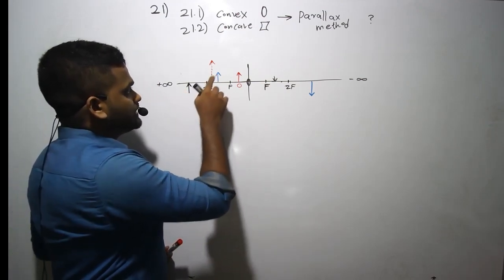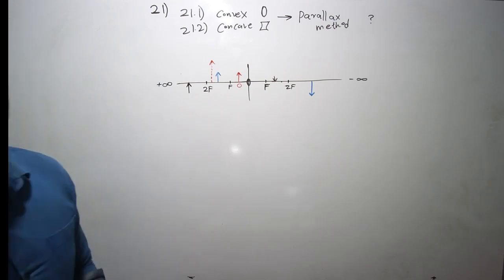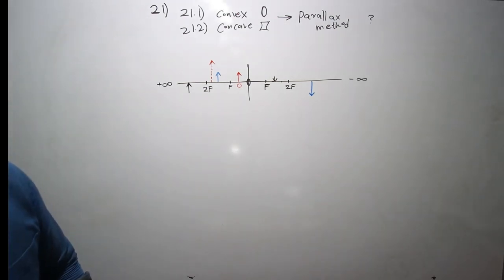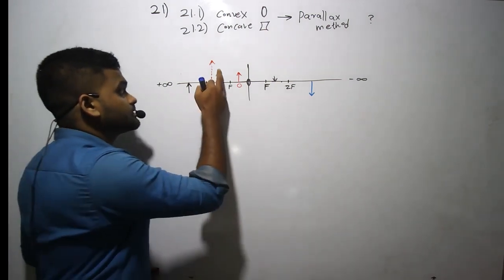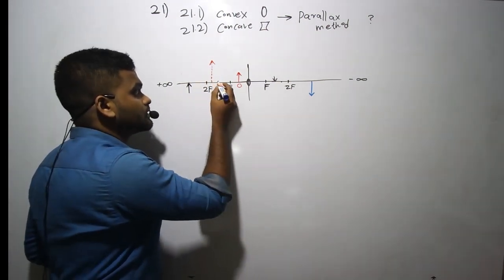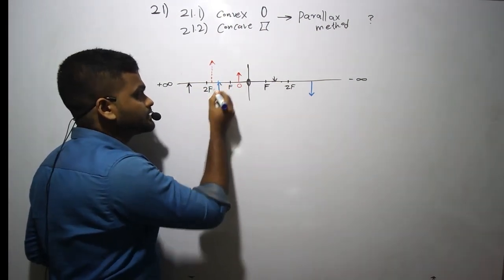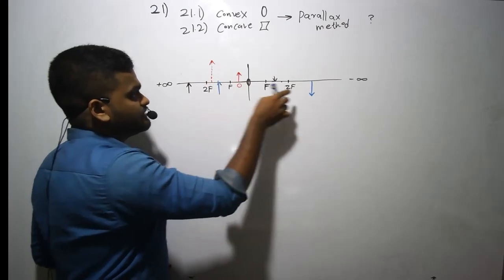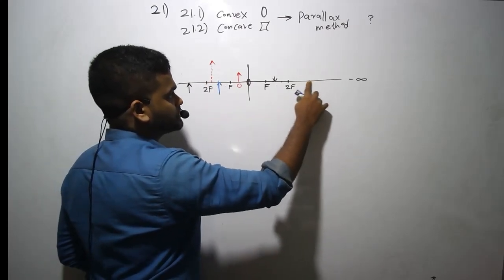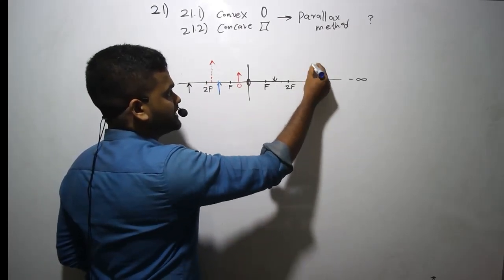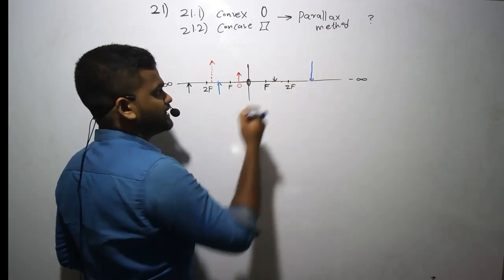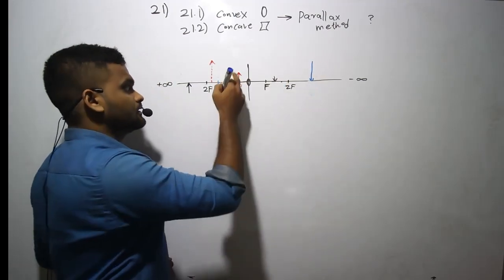Okay. Now let's say the other object. Let's bring the object onto the principal axis. This one. Like this. Then the image gets inverted and larger. Should be like this. Inverted and larger. Right?